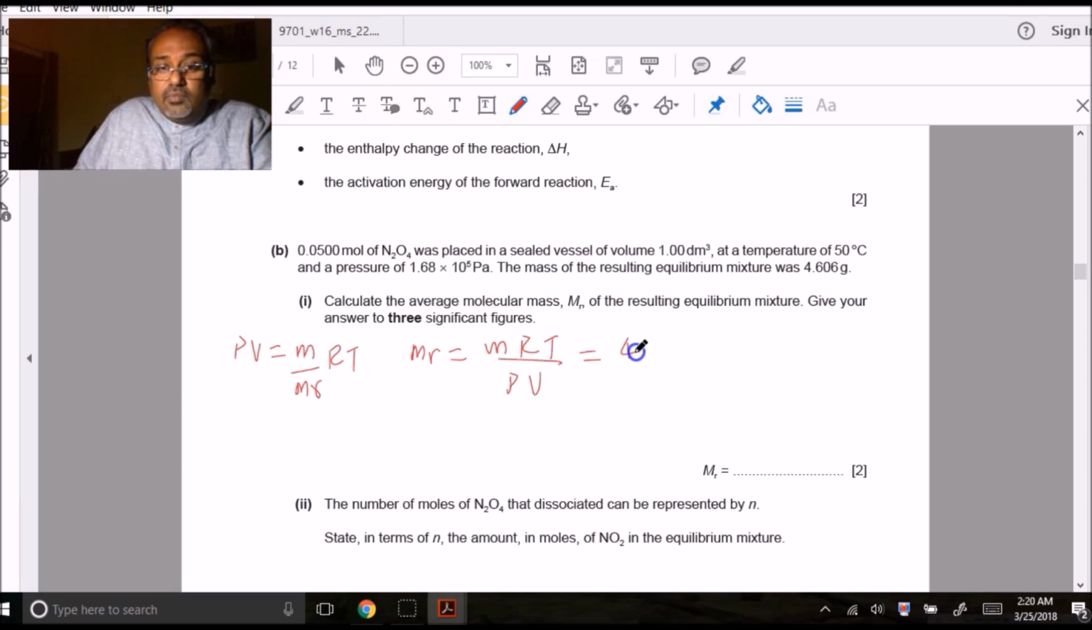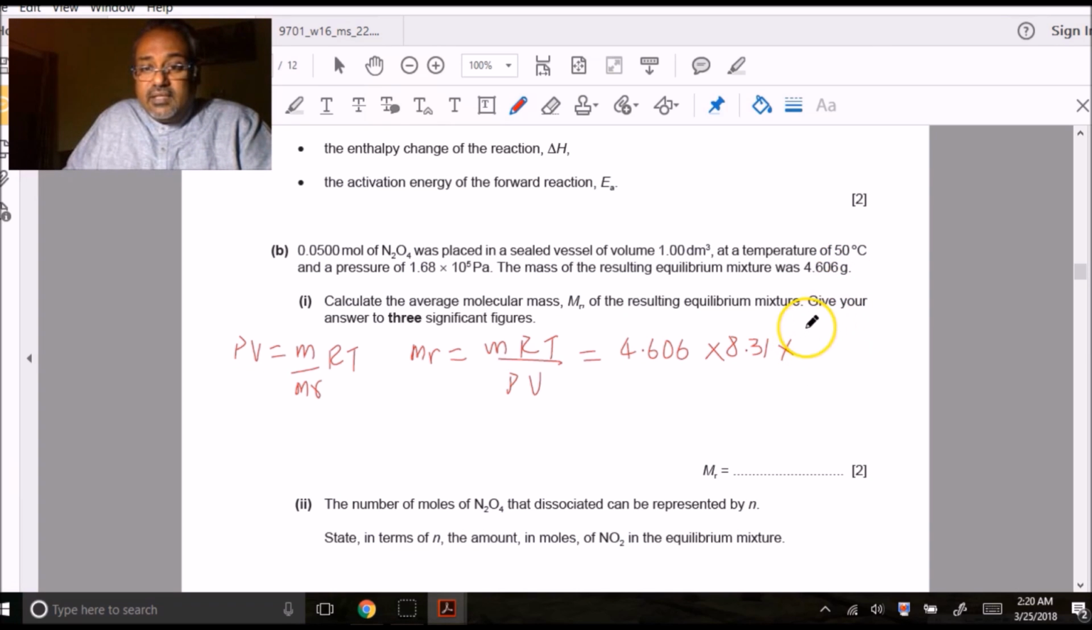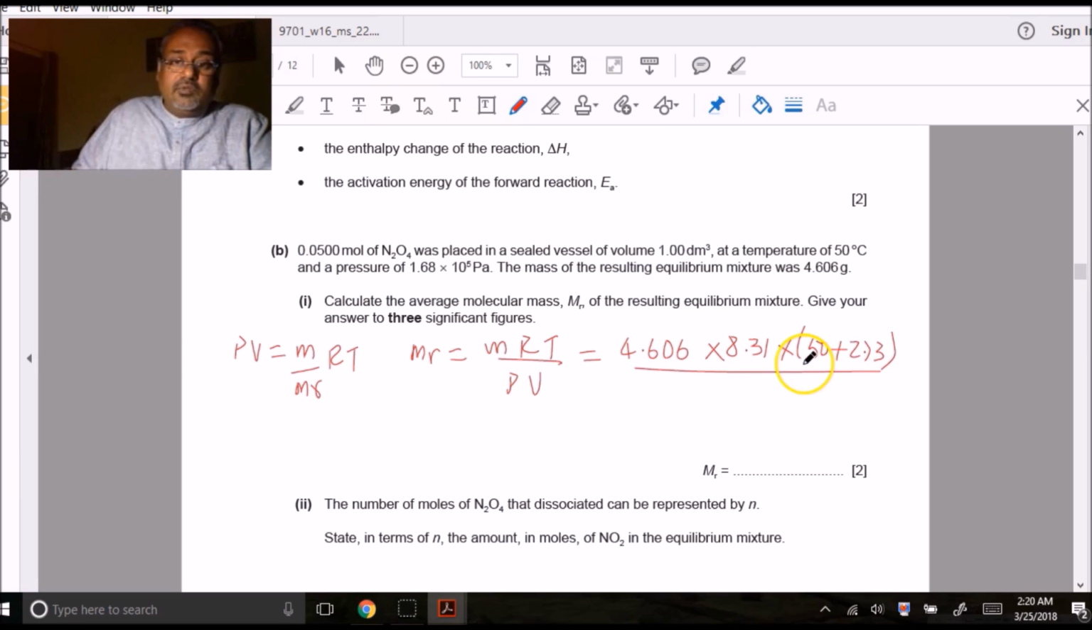So the mass is 4.606. The value of R is 8.31. Don't forget the temperature must be in Kelvin. That's 50 degrees, so 50 plus 273 to change to Kelvin. Divided by, don't forget, if the pressure is in kilopascal, the volume has to be in dm cube, or if the pressure is in Pascal, the volume has to be in meter cube. So you need to pick one of these two. I see pressure is in Pascal, so I'm going to take the pressure as 1.68 times 10 raised to the power 5 Pa.